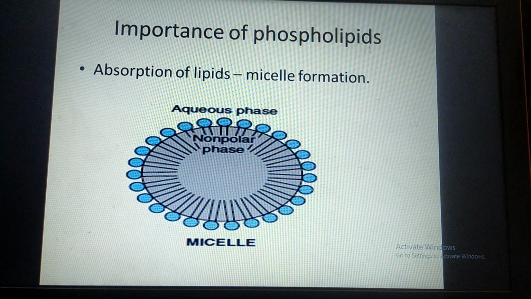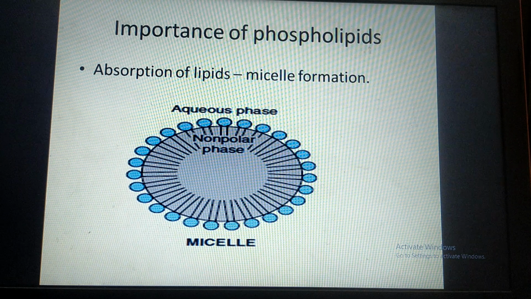Next importance of phospholipid is that these phospholipids form micelles. Again, in the gastrointestinal tract, after digestion of the fat, the phospholipids which are present in the aqueous medium of the GIT get arranged themselves in such a way that they form a circular structure in which their hydrophobic tails hide inside and their hydrophilic heads are present outside, facing the aqueous medium of the GIT.